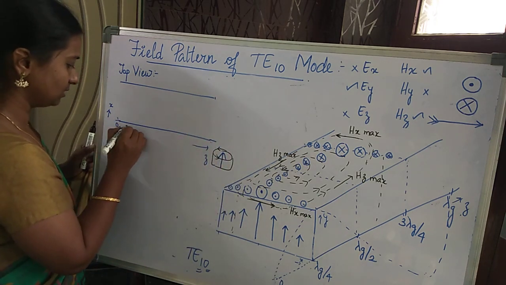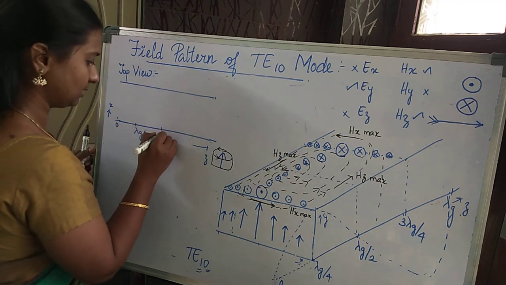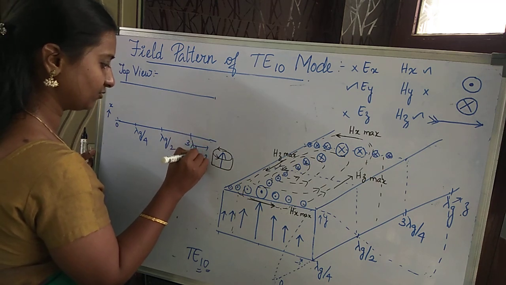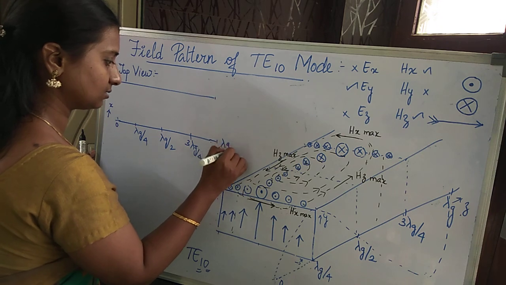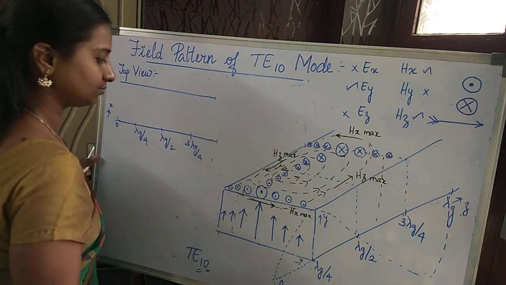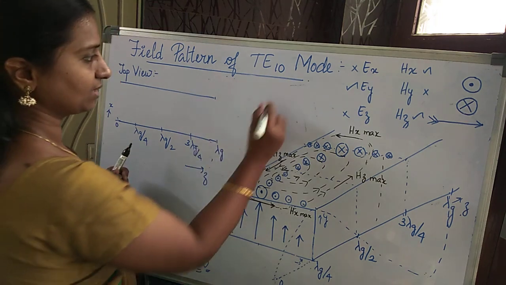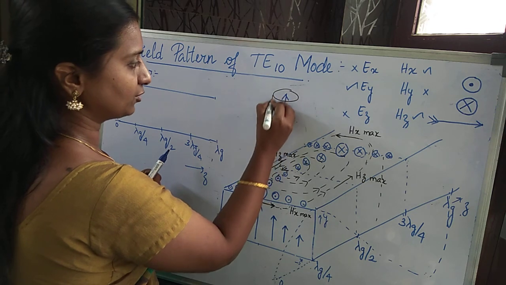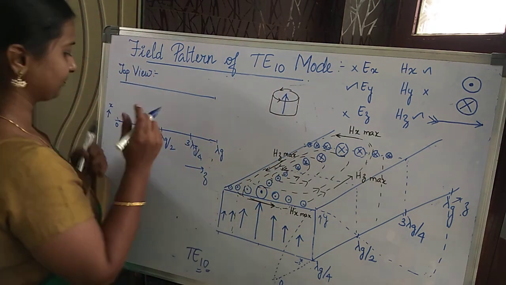So if I am taking 0, lambda g by 4, lambda g by 2, 3 lambda g by 4 and lambda g, this is in the Z direction. So as I said, the electric field is going to be there and the magnetic field is going to cover this entire electric field's intensity. Okay.